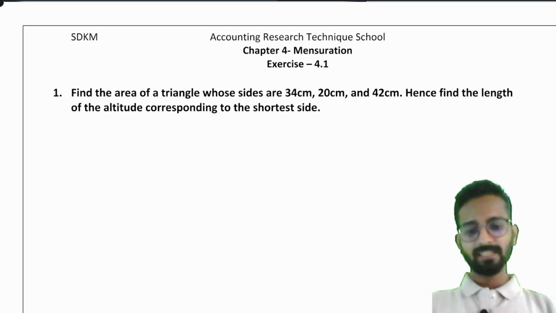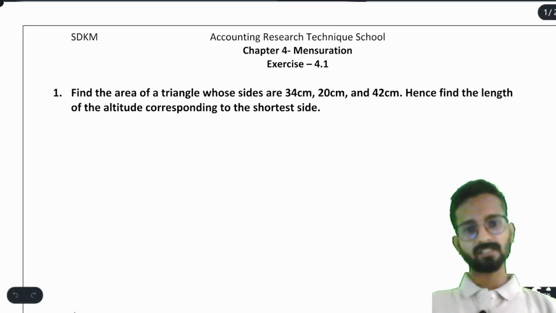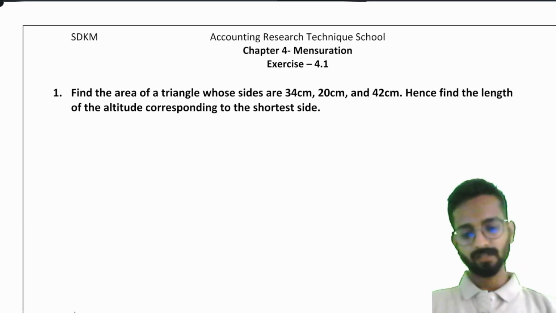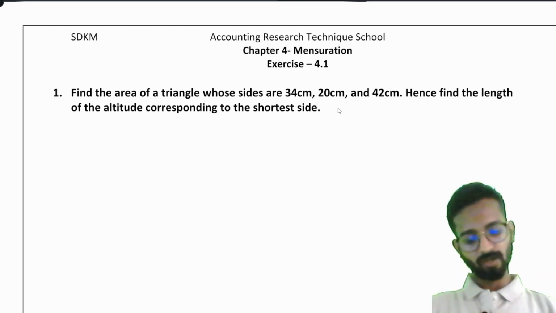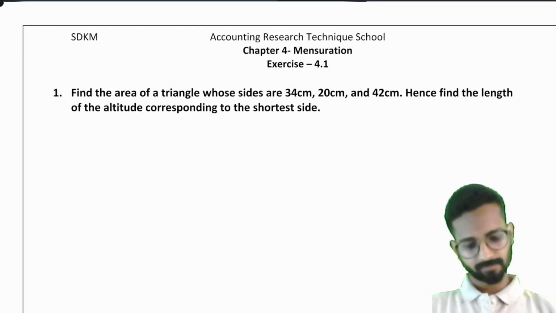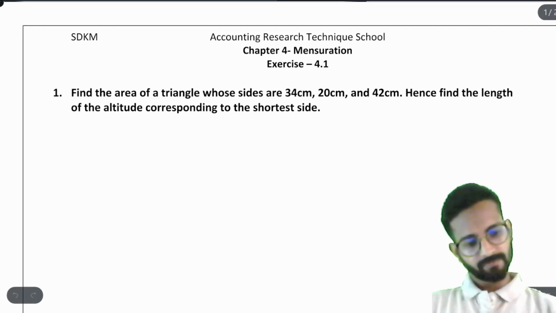Hello everyone. In this video, we will be solving exercise 4.1. The first question we have here is: find the area of a triangle whose sides are 34 centimeter, 20 centimeter, 42 centimeter. Hence, find the length of the altitude corresponding to the shortest side. Now understand. First, we'll draw the figure.